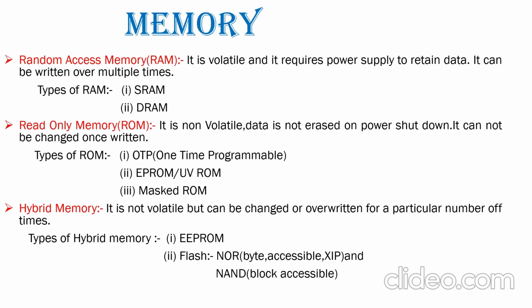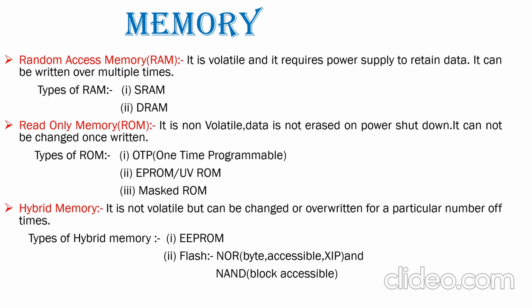Then we have memory. Memory is of three types. First, random access memory. Second, read-only memory. Third, hybrid memory. First, random access memory. It is volatile and requires power supply to retain data. It can be written over multiple times. Basically, it has two types: SRAM, DRAM.